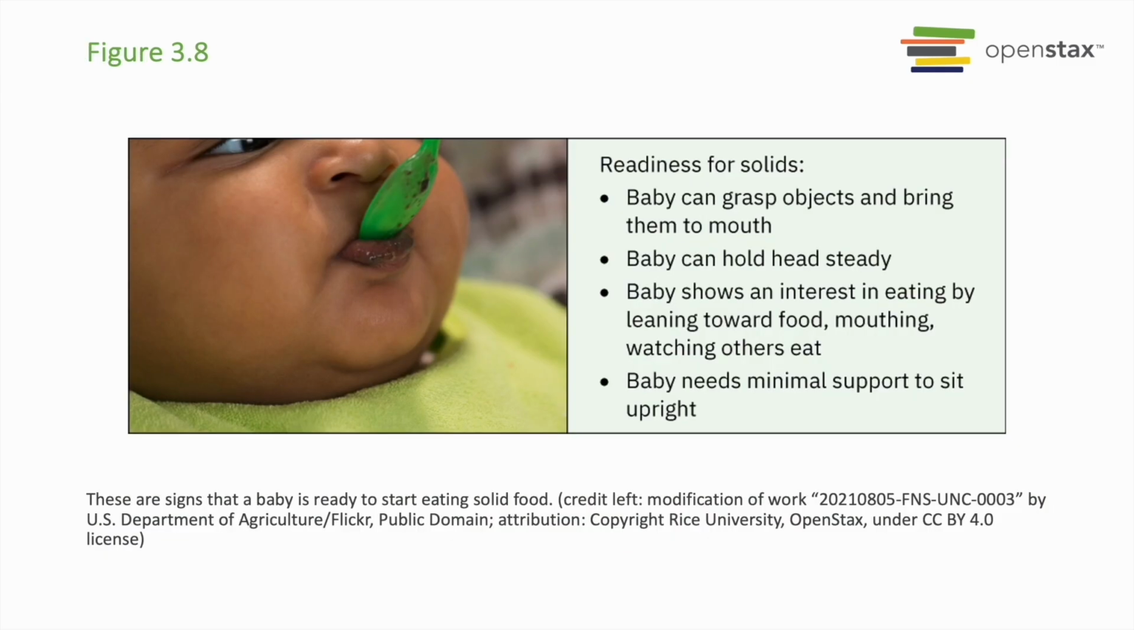Figure 3.8. These are the signs that a baby is ready to start eating solid food. Readiness for solids includes a baby can grasp objects and bring them to mouth. A baby can hold their head steady. Baby shows an interest in eating by leaning toward food, mouthing, watching others eat. And finally, baby needs minimal support to sit upright.